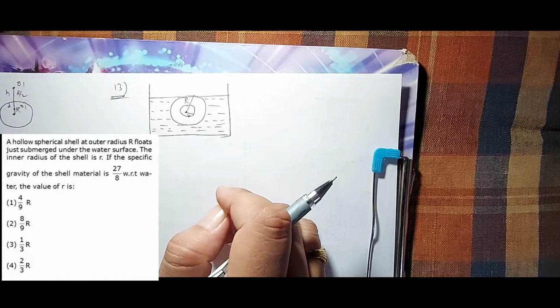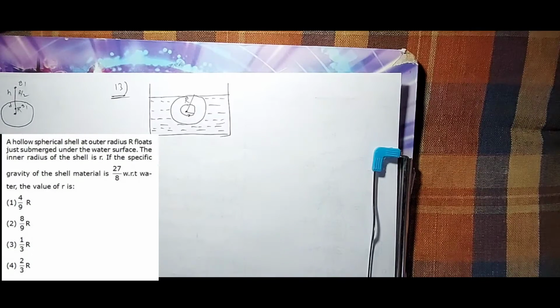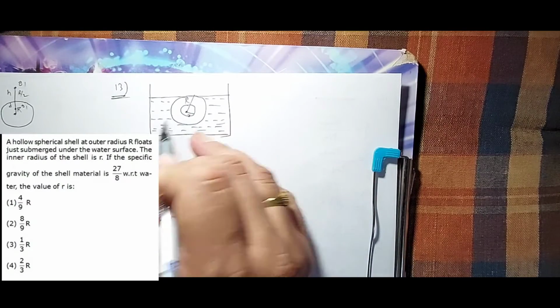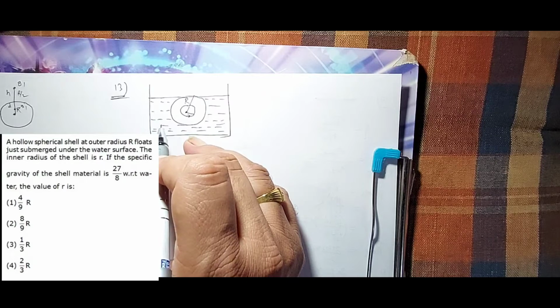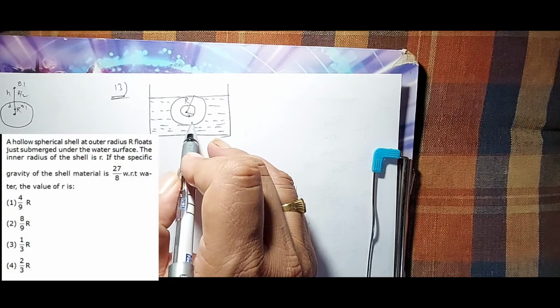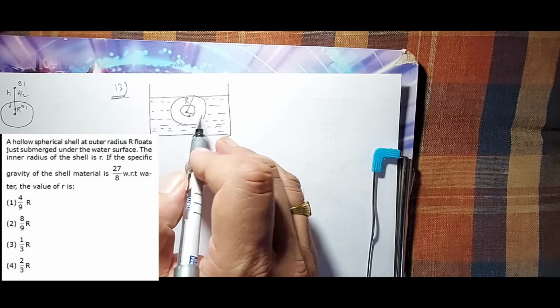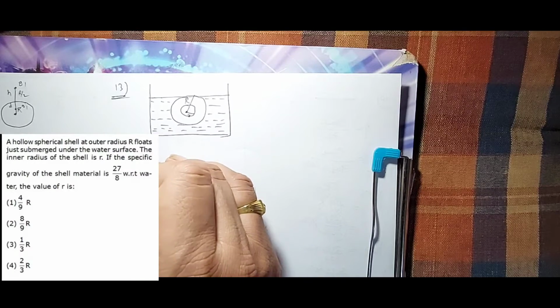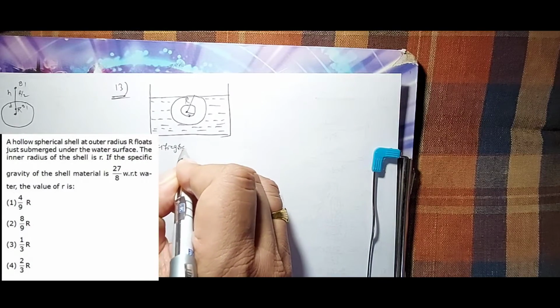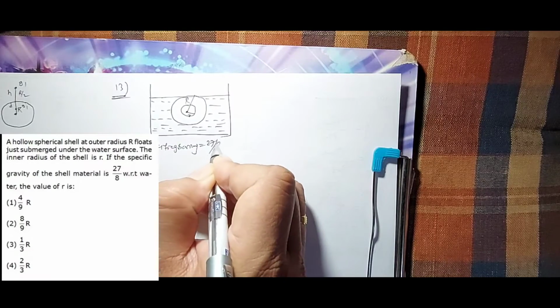So let us discuss another problem here. A hollow spherical shell of outer radius R floats just submerged under the water surface. Just submerged means this is the figure. The inner radius of the shell is r, the outer radius of the shell is capital R. The specific gravity of the shell material is 27 by 8, with respect to water, at a relative density.